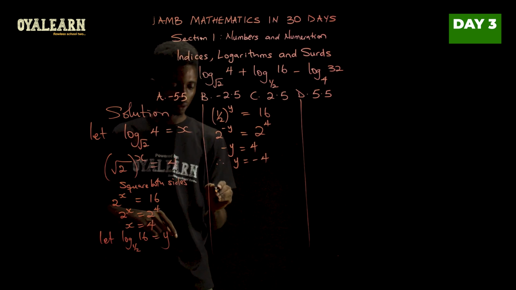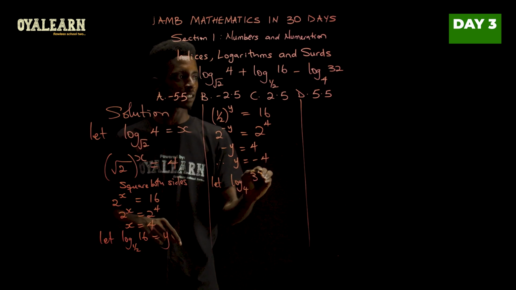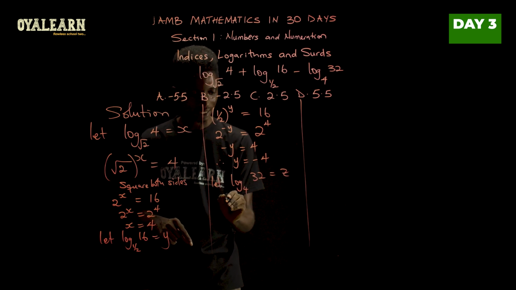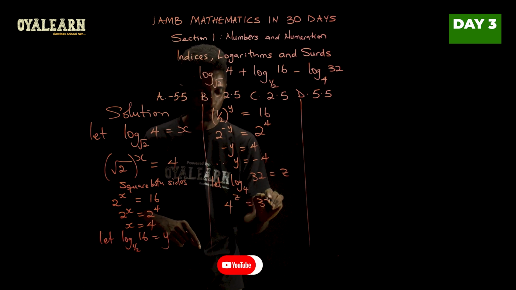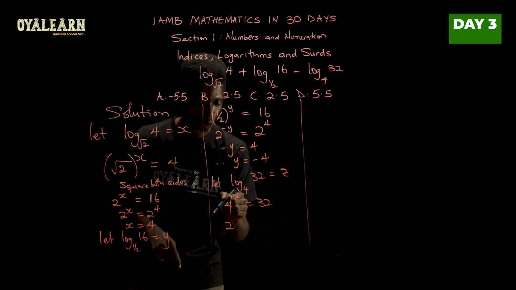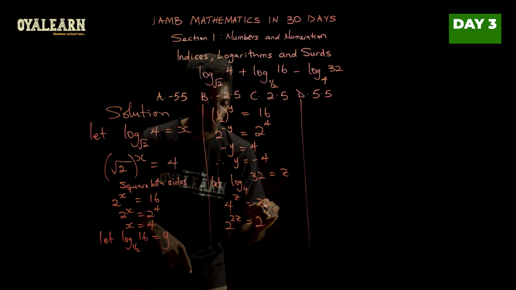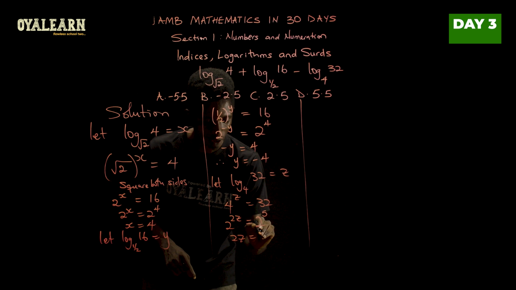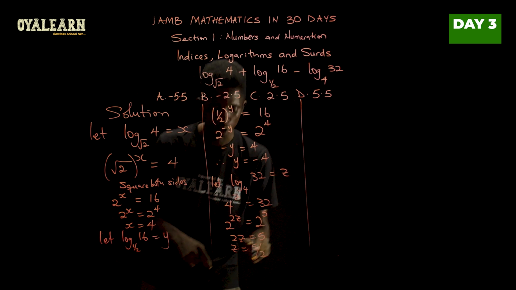Now, to the third one, let log base 4 of 32 equal z. What this means is that 4 with the power of z equals 32. Now, this can be written as 2 squared, so 2 power of 2 times z, we have 2z equals, then this is 2 with the power of 5. What this implies is that 2z equals 5. Therefore, z equals 5 over 2.